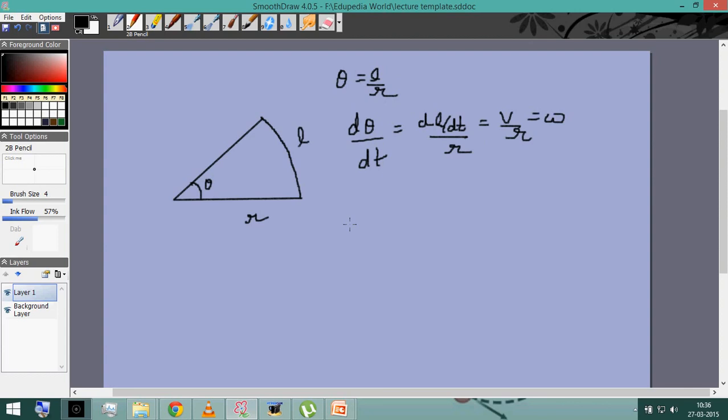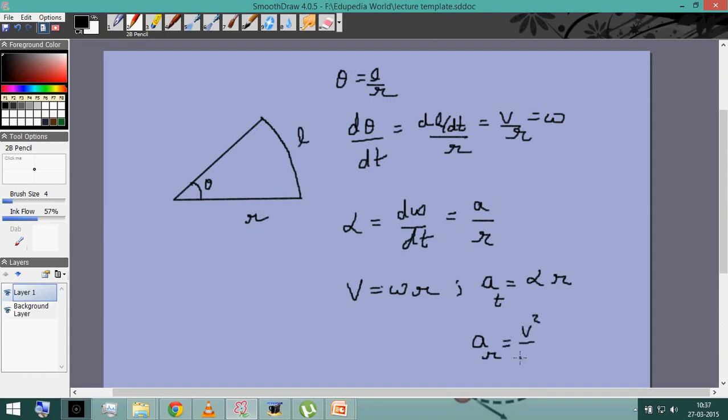Similarly, alpha is equal to d omega by dt, which is a by r. So we get two very important results. V is equal to omega r and a is equal to alpha r. But keep in mind, since this a is d omega by dt, which comes from dv by dt, this a is the a tangential, and a radial we already know, that is v square by r, that is omega square r.